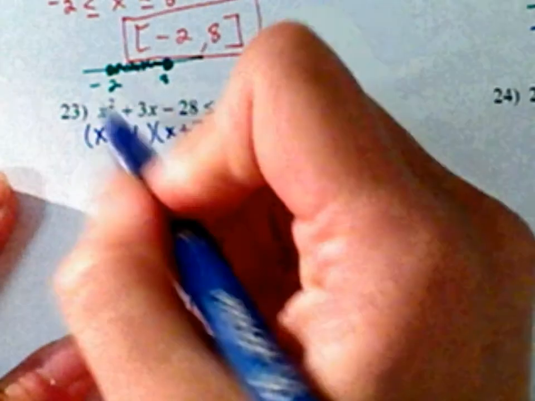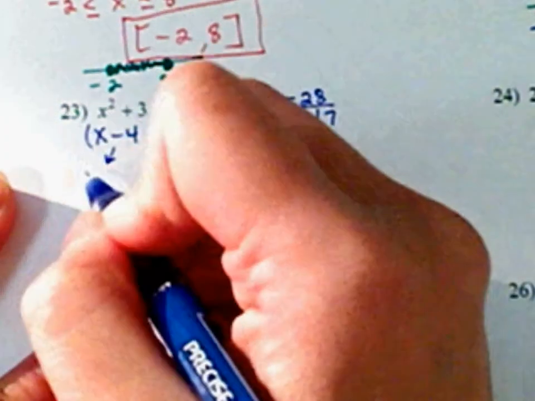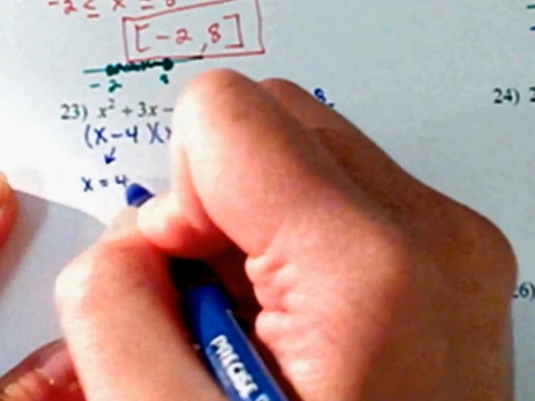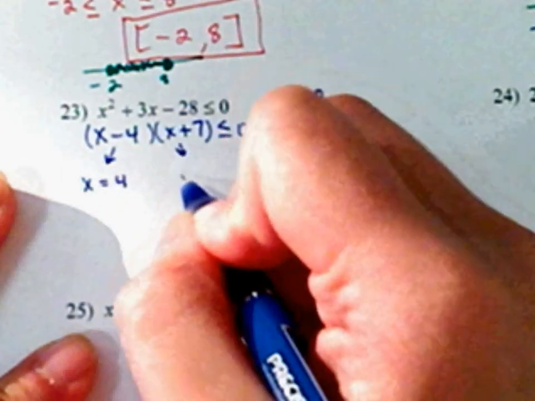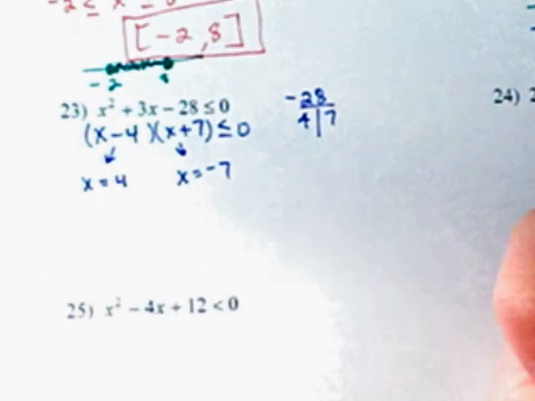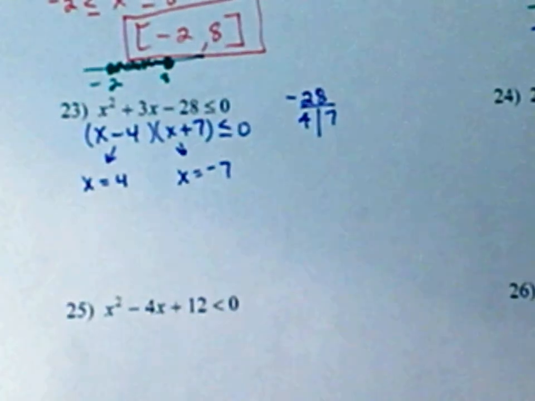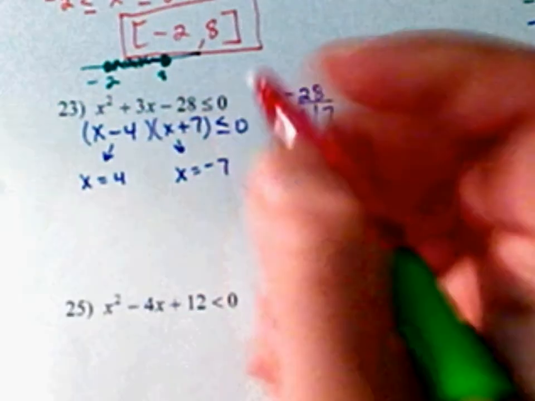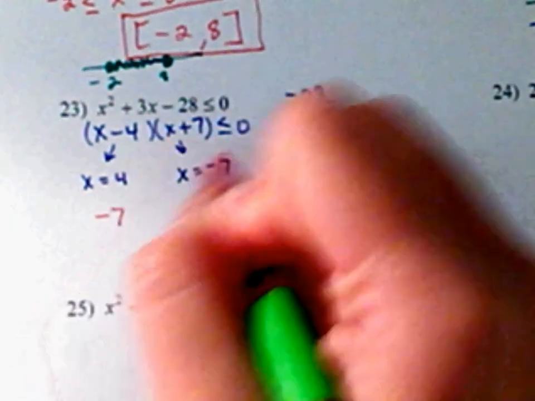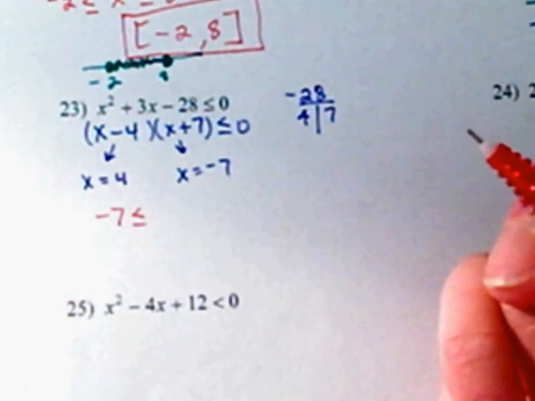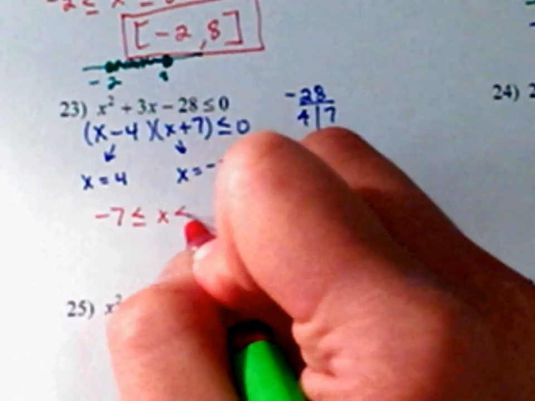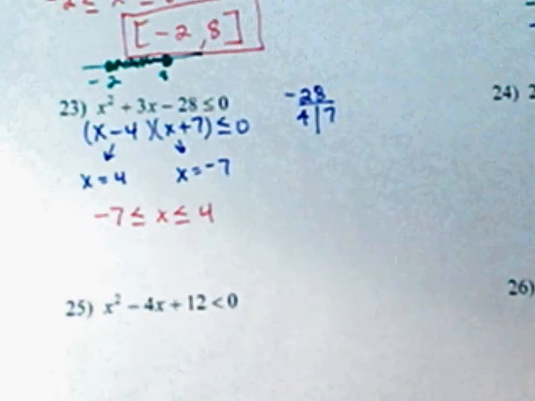Now, set each one equal to 0. So x is equal to 4. Set this one equal to 0. x is equal to negative 7. Notice I never reverse my sign. The only time you do is when you multiply or divide by a negative. Alright, negative 7 is less than or equal to x is less than or equal to 4. That's where I'm going to cross my x-axis.